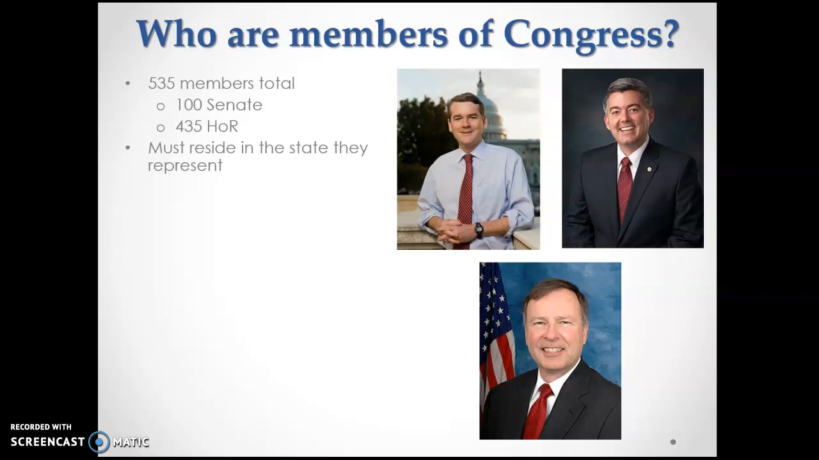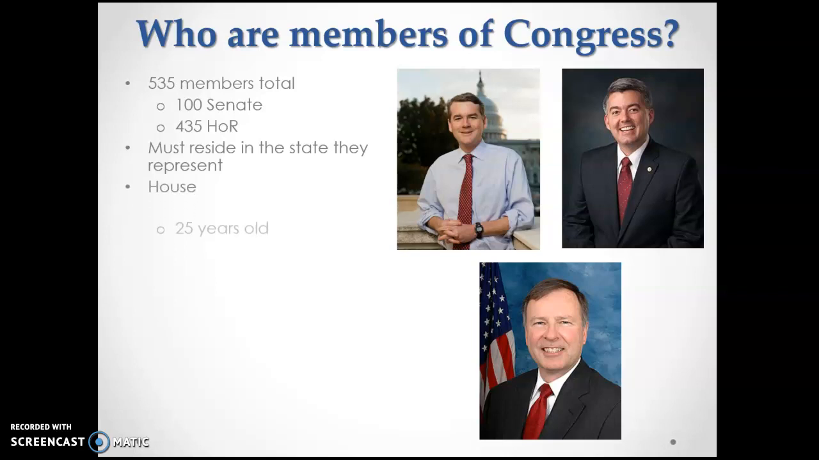Also, members of Congress must reside in the state and the district that they represent. So, Senator Michael Bennet, prior to becoming senator from Colorado, was the superintendent of Denver Public Schools, and then he was the mayor of Denver, and then he went from there. And now John Hickenlooper, similar thing, right? He was mayor of Denver, then he was governor of Colorado, and now he's senator. The guy in the bottom right is our representative Doug Lamborn. He covers Colorado Springs and represents the House of Representatives.